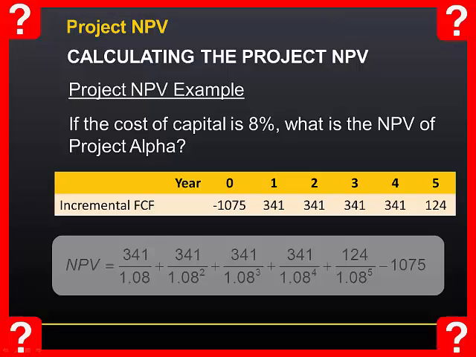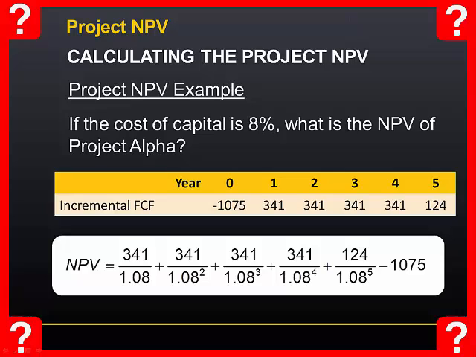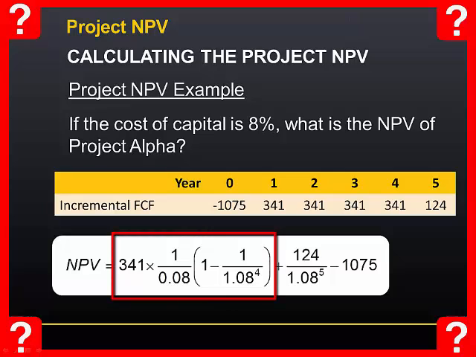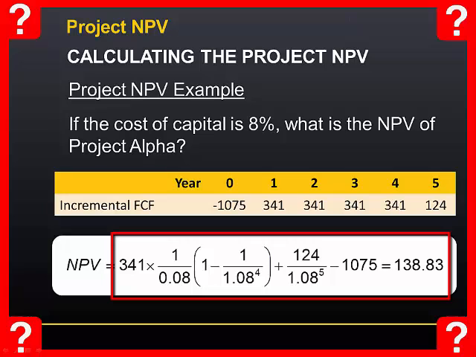This is one way to calculate the NPV, by treating each cash flow separately and discounting to a present value, and often that's the only way to solve the problem if the cash flows differ from year to year. But in this case we have an annuity of $341 for 4 years, so we can use our annuity formula to calculate the present value of those cash flows, plus the present value of $124 in 5 years, minus the initial outlay, gives us an NPV of $138.83.